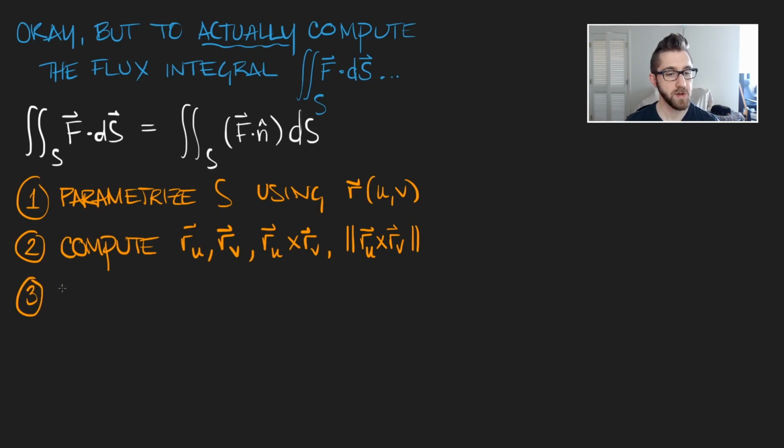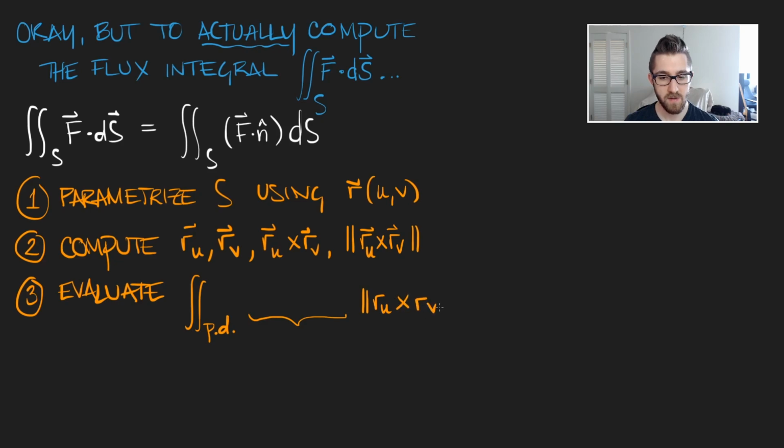And then the last thing that we do when we're evaluating a scalar surface integral is that we actually evaluate a double integral over the parameterization domain of the function, which I'll leave a space here because we haven't really said what that is, the function written in terms of u and v times the magnitude of ru cross rv du dv. So that's how it goes.